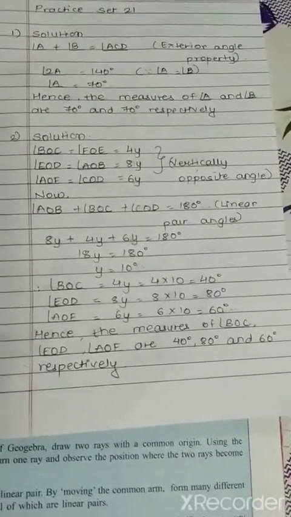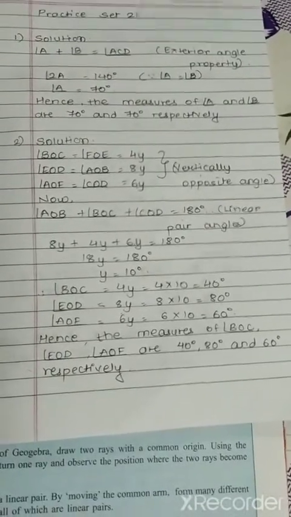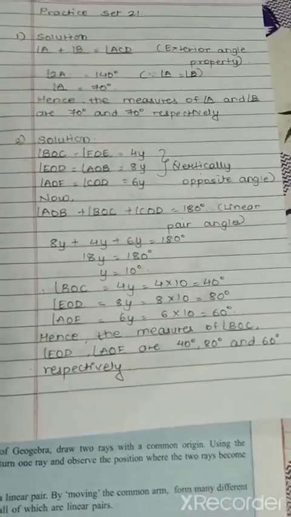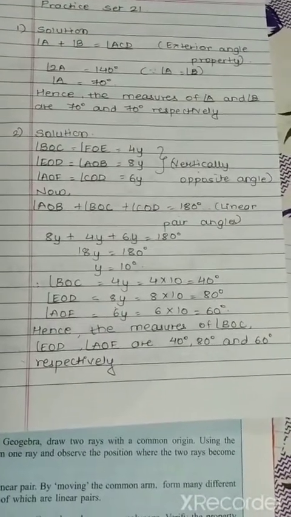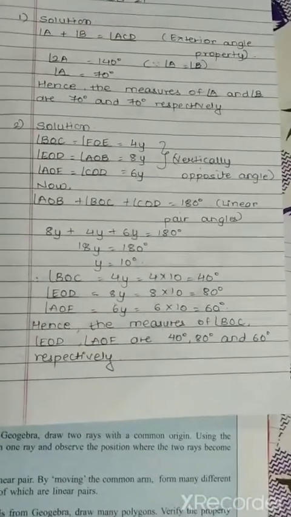This is quite simple, just you need to remember what all reasons are there. That means which property will be used, vertically opposite angles or linear pair property, that you should know.